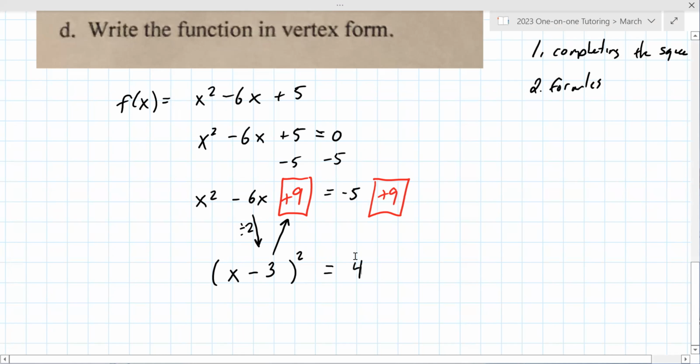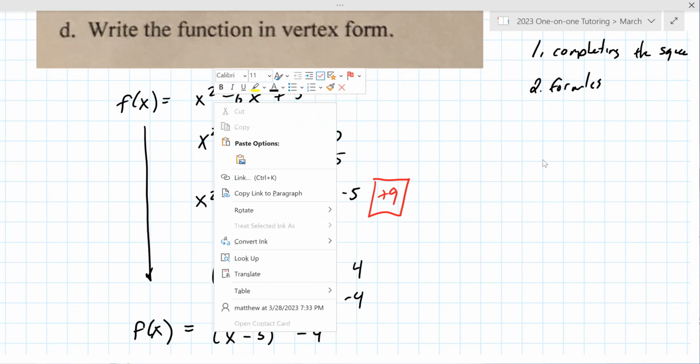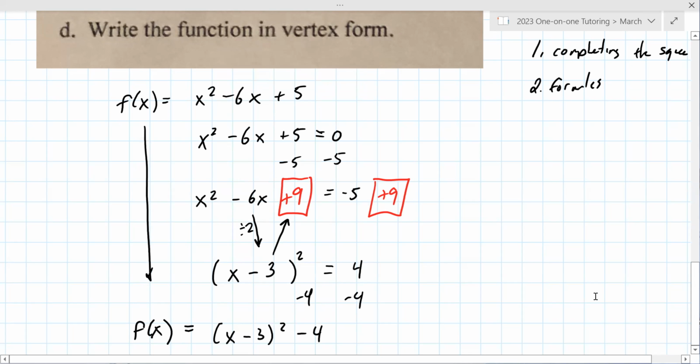Okay, and then you move this number back over by subtracting 4 from both sides. This becomes x minus 3 squared minus 4, and then you bring the f of x down, and now you have it in vertex form. So that's part D.